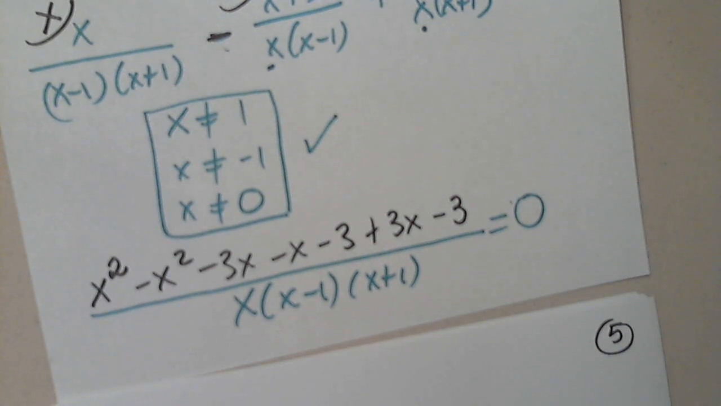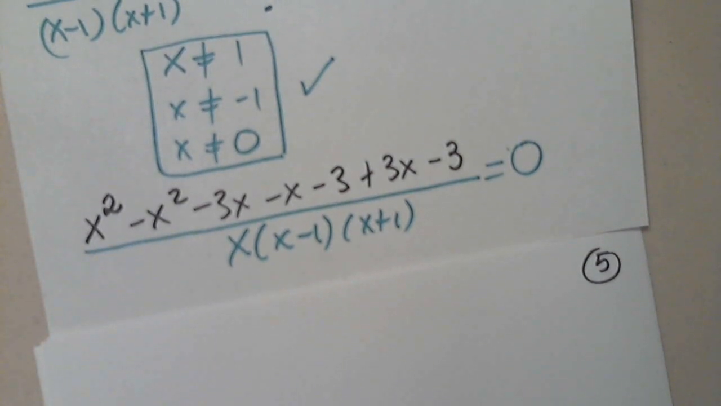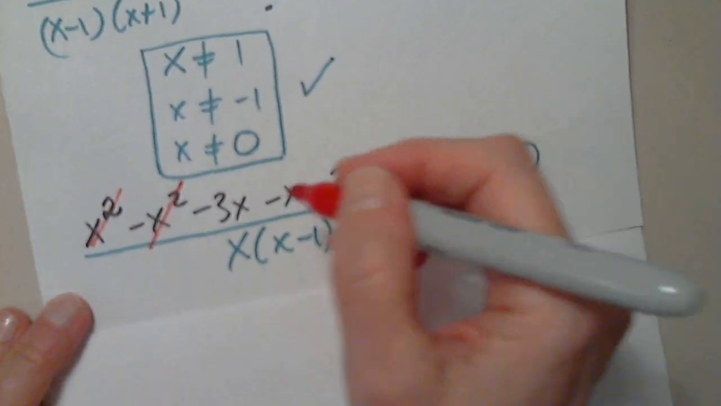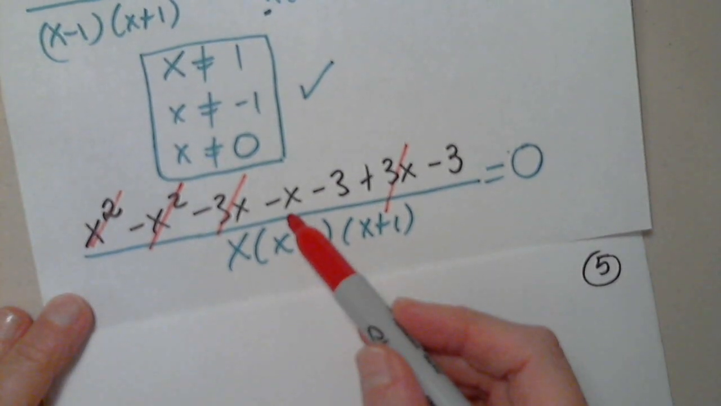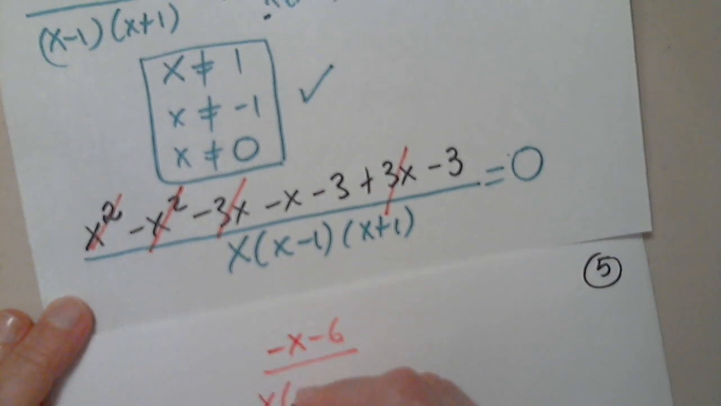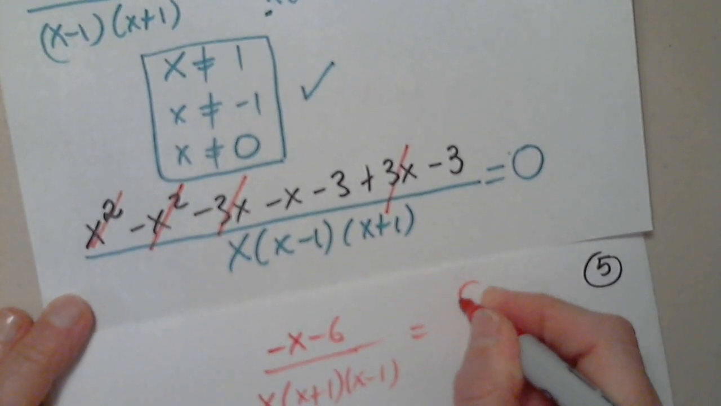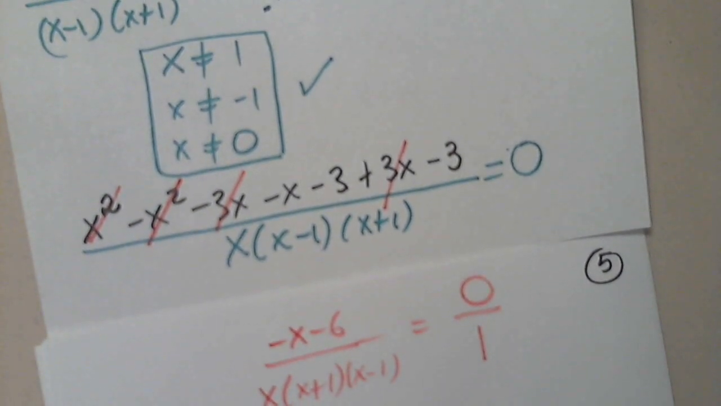What is our next step? Combine like terms. Brilliant. Who was that? Charles. Thank you. Okay, these two are gone. Thank goodness. These two are gone. So I only have negative x and minus 6, divided by x, x plus 1, x minus 1 equals 0 over 1. I'm making a point here.